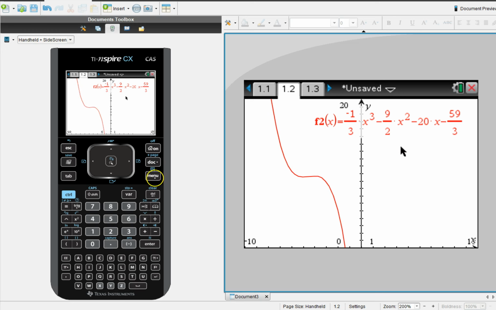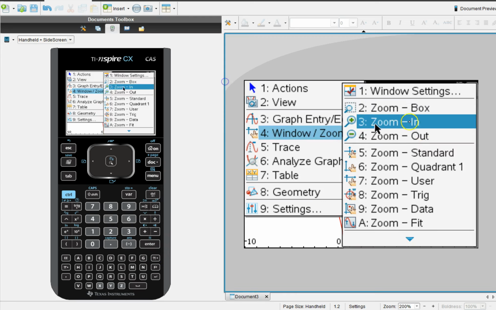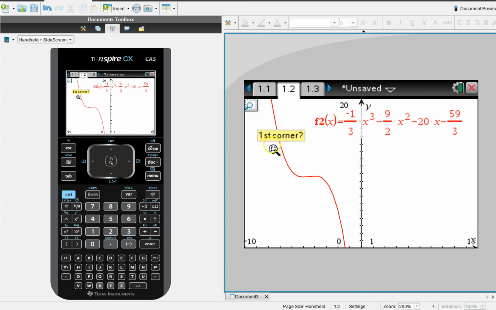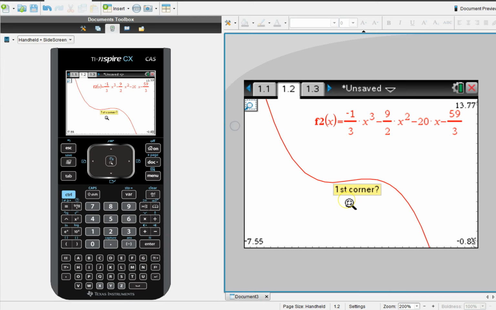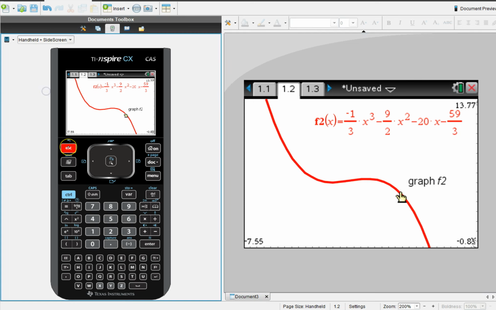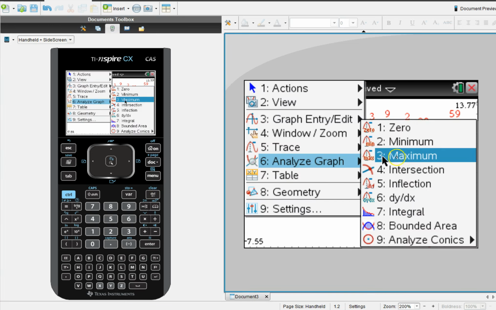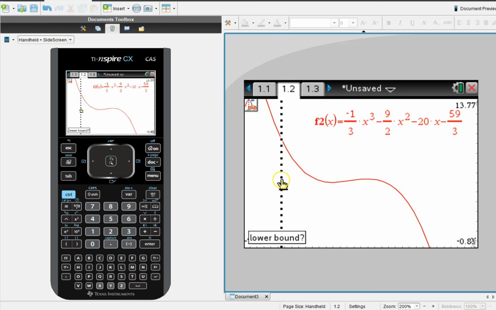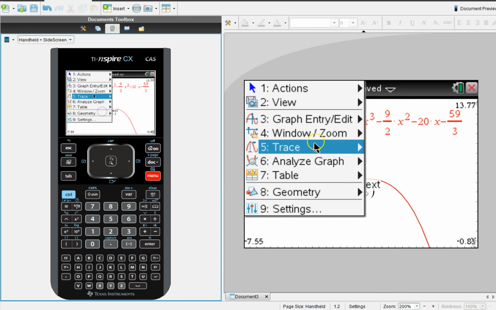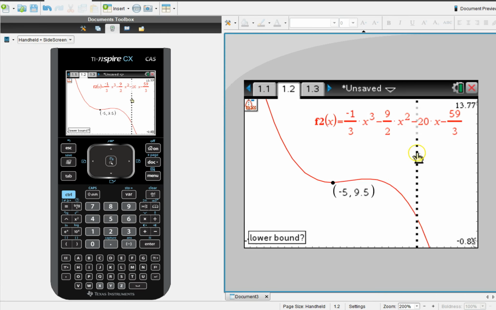So what do we do? Menu, zoom, I like box. And I can just kind of box in this region that I'm interested in. Helps me see that little dip down, that little dip up. If I want to zoom in further, I can't. I'm good enough with that, so I'm going to hit escape. We need local min, local max. Menu, analyze, start with the minimum. Menu, analyze, maximum.